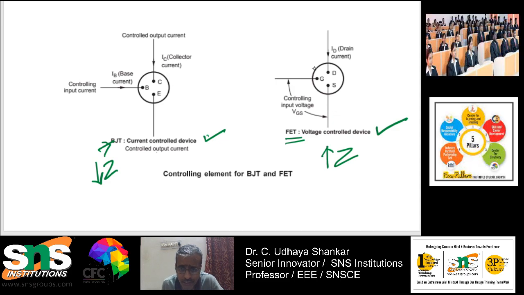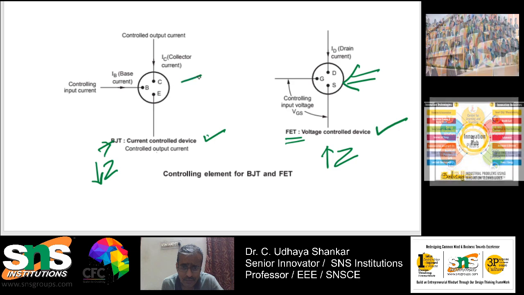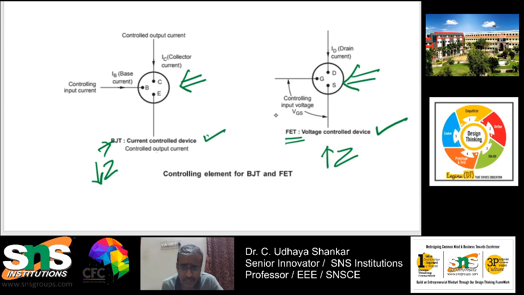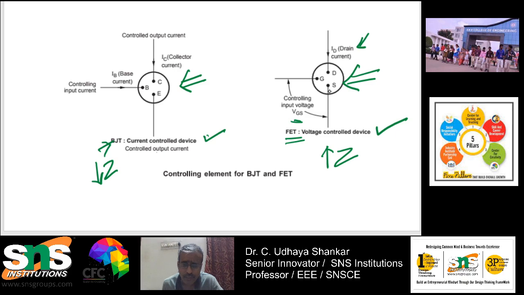Here G is there. So, this is the gate. Here you can see these are the three different terminals: gate, drain and source. Whereas in case of BJT, it is base, collector and emitter. So, this is how it has been divided. Here you can see that by controlling the VGS, I can control the drain current. The drain current is the output current in case of FET.